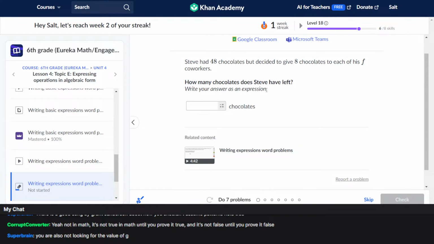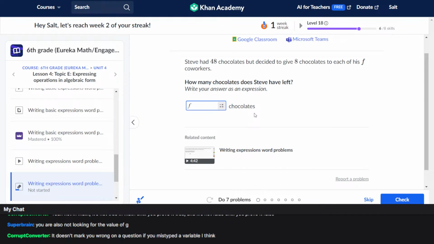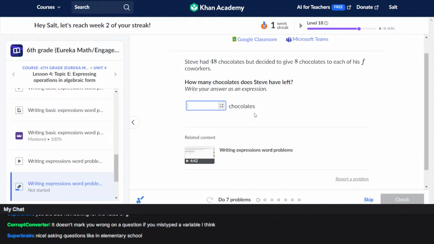Steve offered 8 chocolates, decided to give 8 chocolates to each of his F co-workers. Expression. So I don't have to solve it, right? That's what expression is. Each of his co-workers. Is it like 40? Wait, 48.